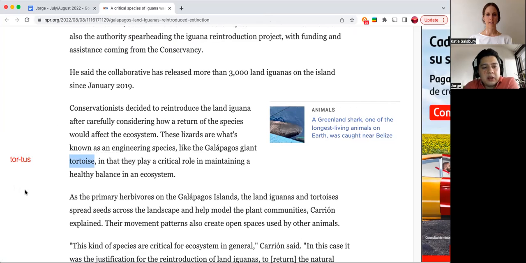In that they play a critical role in maintaining a healthy balance in an ecosystem. So this is an interesting concept. They call it an engineering species because it plays a critical role in maintaining a healthy balance in the ecosystem. So it has a big impact on literally shaping the ecosystem.